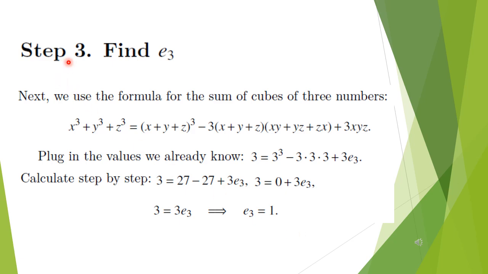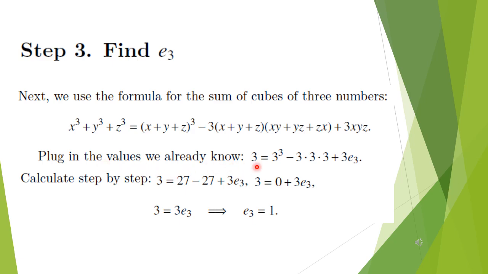Step 3. Find E sub 3. Next, we use the formula for the sum of cubes. x cubed plus y cubed plus z cubed equals the quantity x plus y plus z cubed minus 3 times the quantity x plus y plus z times the quantity xy plus yz plus zx plus 3xyz.